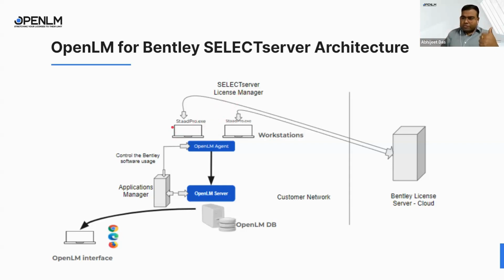So whenever the user opens or starts the application, it will connect to the Bentley license server, which is on the cloud, using this license manager, and it will get a license and the application will be launched. Now, since we have done the installation on another workstation over here, whenever a user wants, he can also open the application and get access to the license. But the organization has purchased only one license for Bentley.